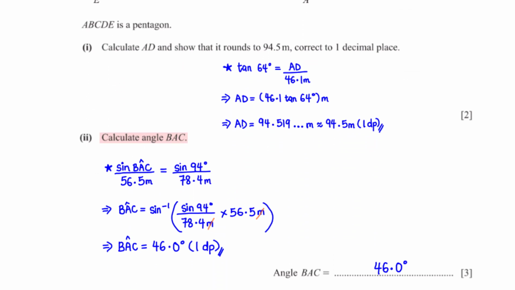Calculate angle BAC. We can find angle BAC by applying the sine rule to triangle ABC. This gives us sine of angle BAC divided by 56.5 meters equals sine 94 degrees divided by 78.4 meters. When we make angle BAC the subject, this is what we have. When we type this into the calculator, we get 46.0 degrees rounded to 1 decimal place.